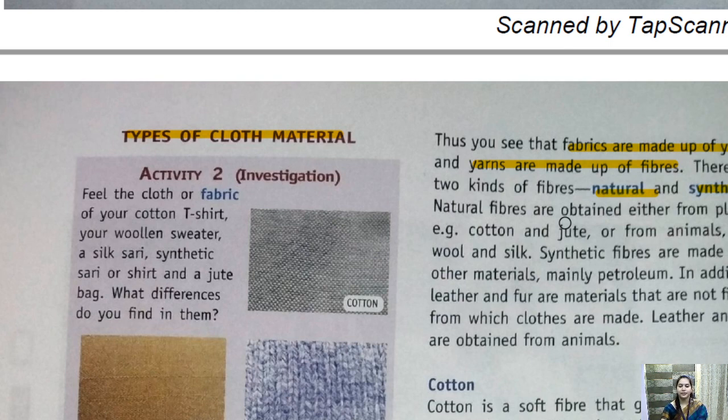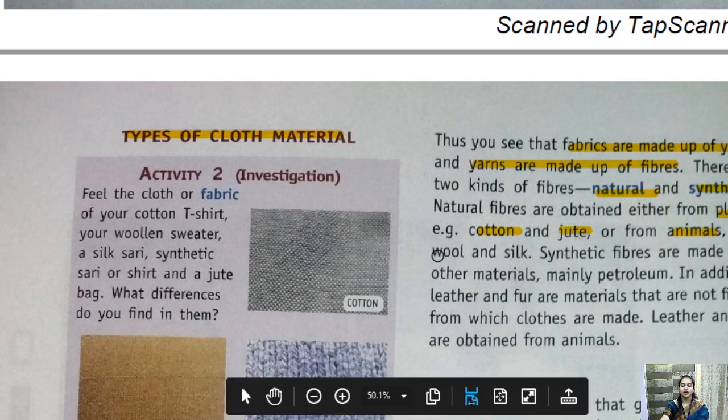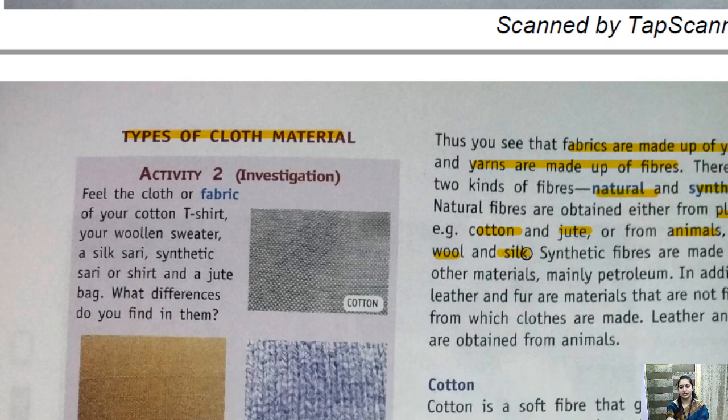Okay, let's see. So natural fibers are obtained from plants and animals. From plants we get cotton and jute. From animals we get wool and silk. Okay. I'll talk about this later in detail.